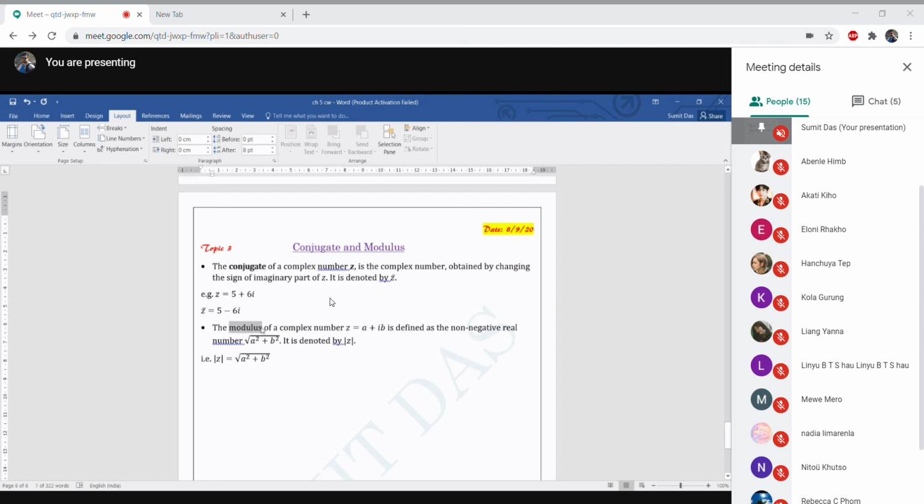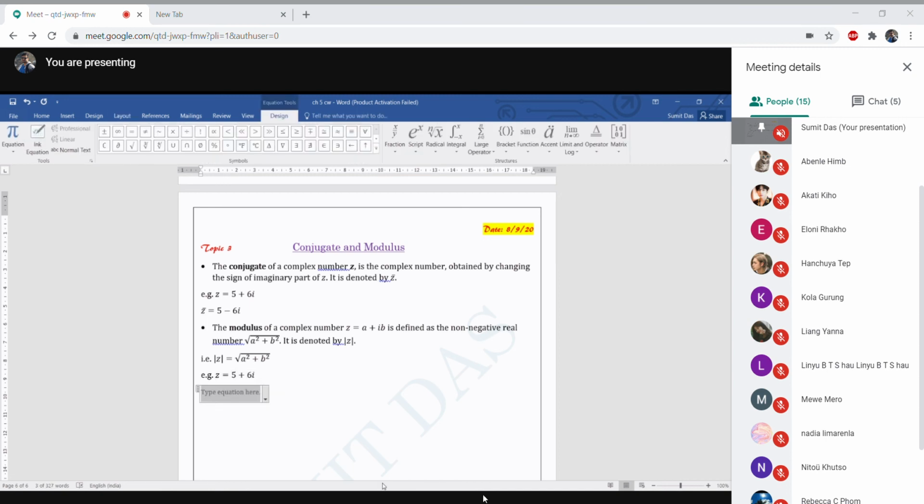Now let's give one example. Let's take this example. If you take this example, what will be the mod z? Mod z will be equal to square root of 5 square plus 6 square. Okay, 5 square and 6 square.